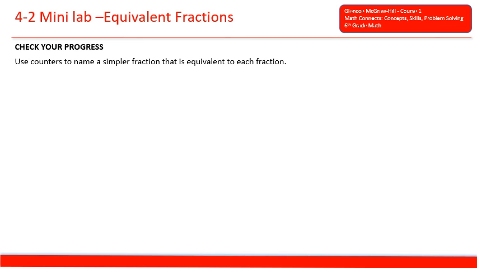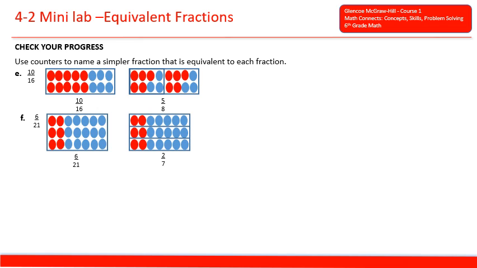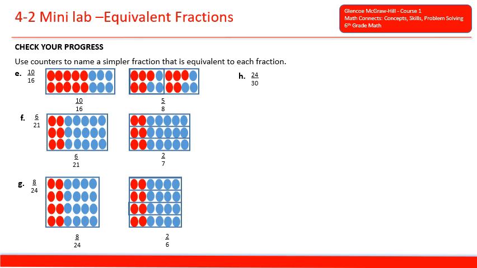Use counters to name a simpler fraction that is equivalent to each fraction. 10/16. So if we split those up, we have two groups of 5/8. 6/21. So we have 6/21, but we could split that up into three groups of 2/7. Notice it's three groups now. And then we have 8/24. There's 8 out of 24 red, but if we split those up into four groups of 2/6.